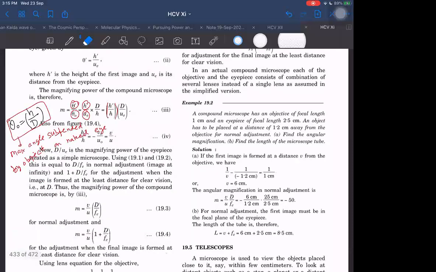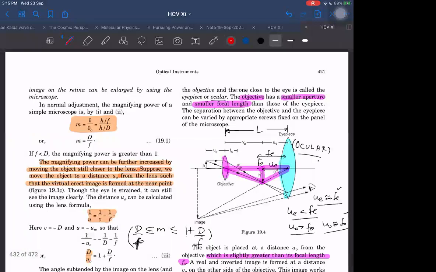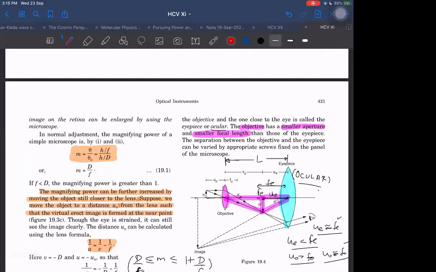Let me do it myself only. I'm confused now about what they are doing here. H dash upon H into D upon UE. H dash upon H is equal to V naught upon U naught. Is it right? H dash upon H is equal to V naught upon U naught. H dash, I think, right.